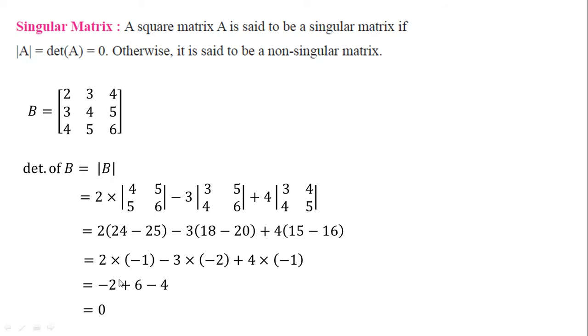So if you are given a square matrix, and you get the determinant of that matrix as 0, then we can say that this is a singular matrix. So remember this type of square matrix, a very important type.